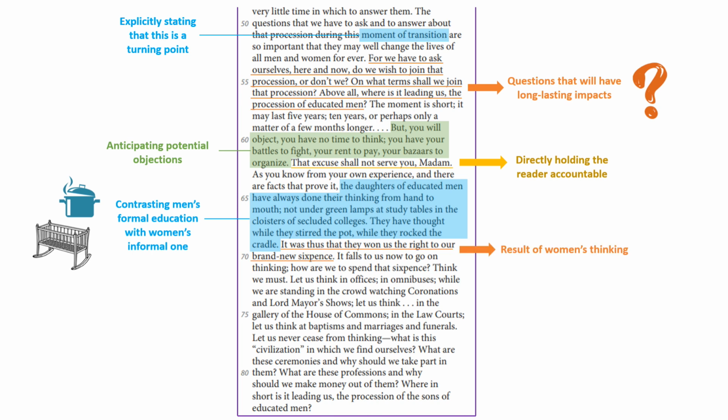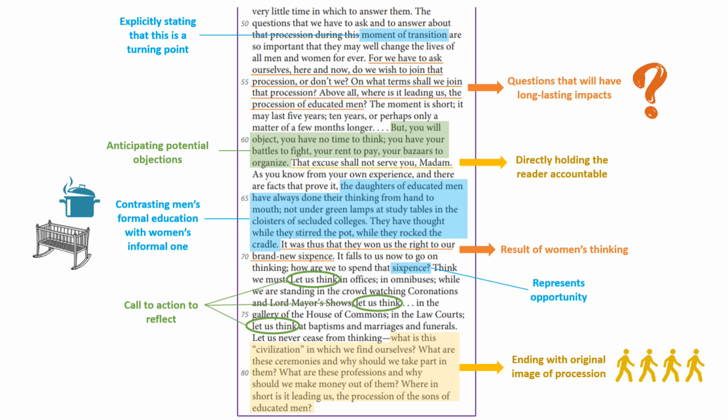The next sentence explains the result of women's thinking. Because they thought and organized, women obtained higher wages and more financial independence. The sixpence, or a coin, is a symbol of opportunity. With the resources that women now have, they have the opportunity to achieve even more. The author repeats the phrase "let us think" to issue a call to action for women to reflect on their ambitions and what the future might hold for women in the professional world. The last few questions refer back to the original image of the procession of men, connecting the beginning and end of the passage.